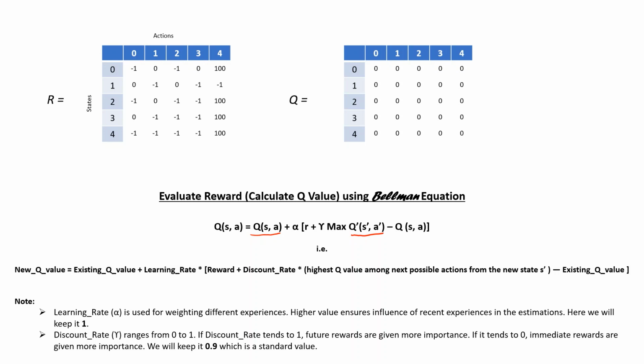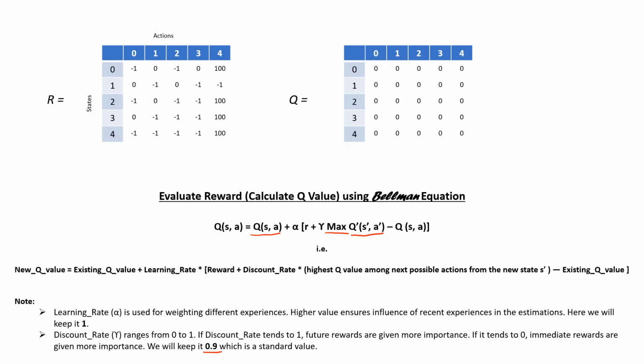Max of Q(S', A') is the highest Q value among next possible actions from the new state S'. This value is multiplied by a parameter called gamma. This is also known as discount rate, which ranges from 0 to 1. If discount rate tends to 1, future rewards are given more importance. If it tends to 0, immediate rewards are given more importance. We'll keep it 0.9 here, which is a standard value.